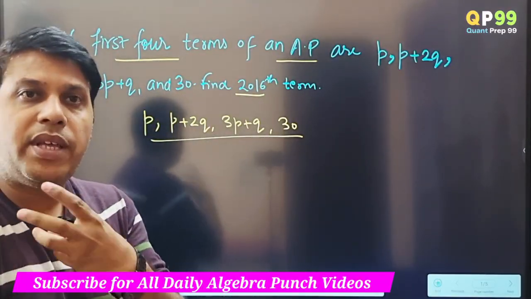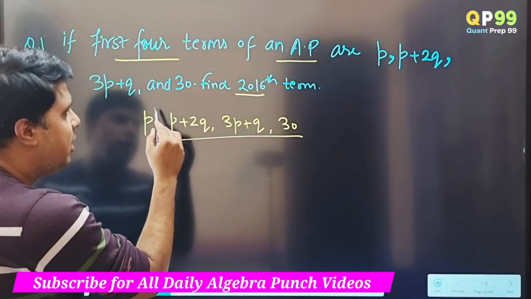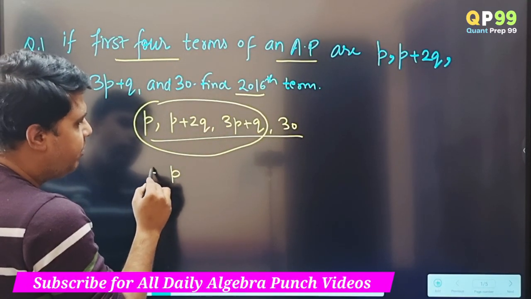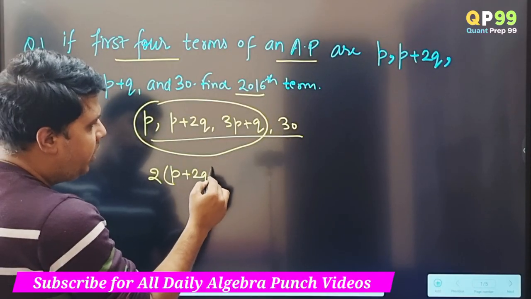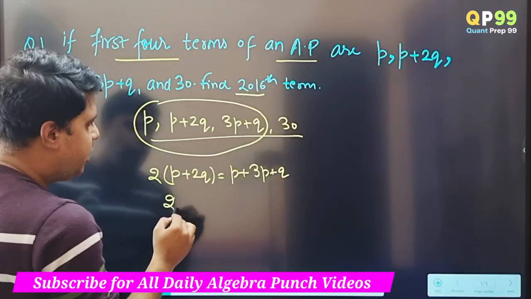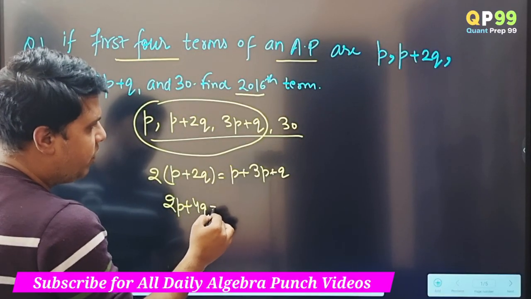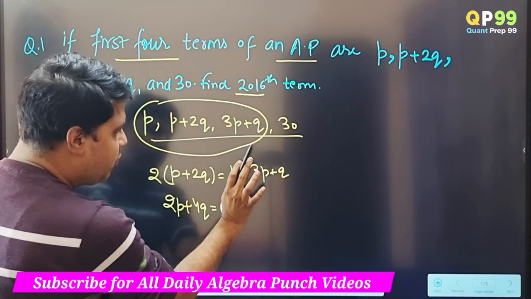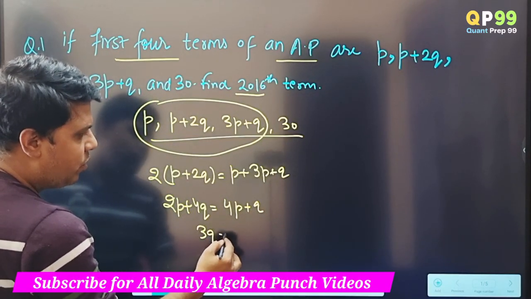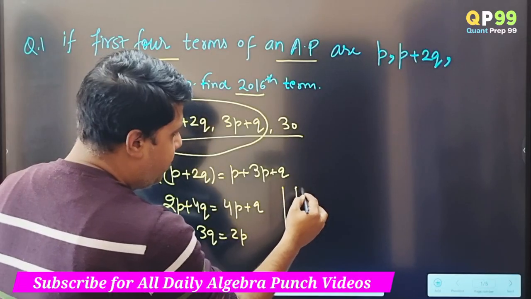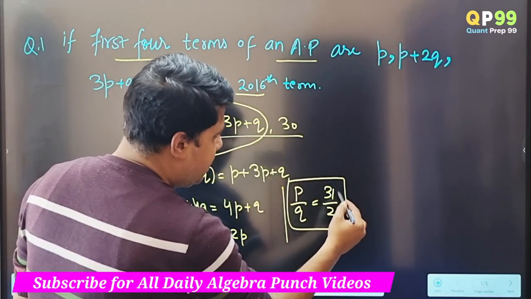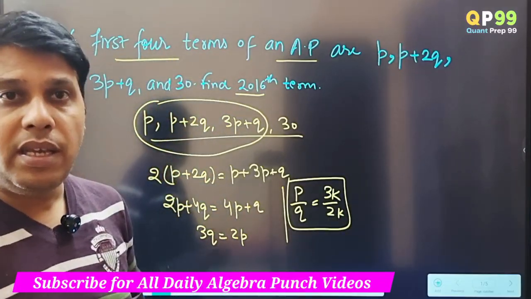So if there are three terms which are in AP, and I consider these three terms, then twice of the middle term should be equal to the sum of the first and the third term. So from here I can say twice of P plus 4 times Q should be equal to 4 times P plus Q. So 3Q equals 2 times P, or I can say P upon Q should be equal to 3 by 2, right? So this is 3K and 2K. So P is 3K and Q is 2K.